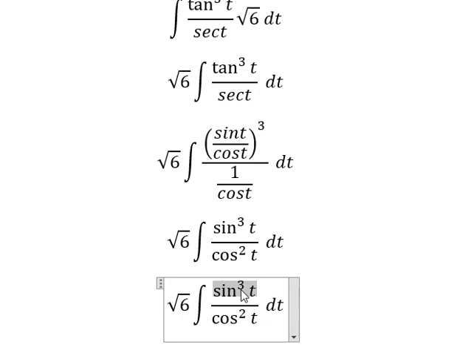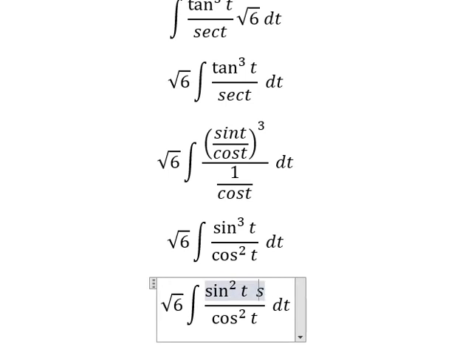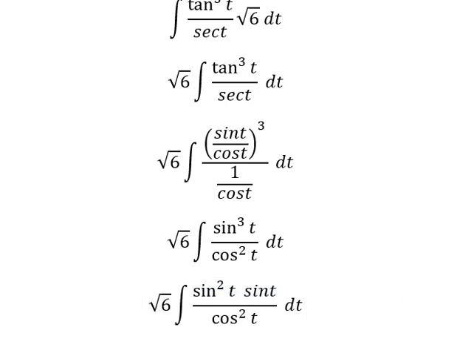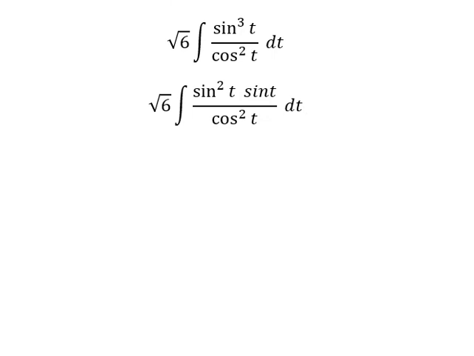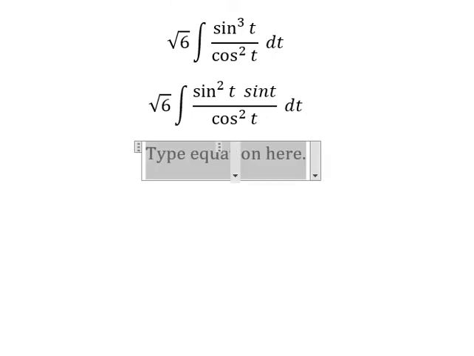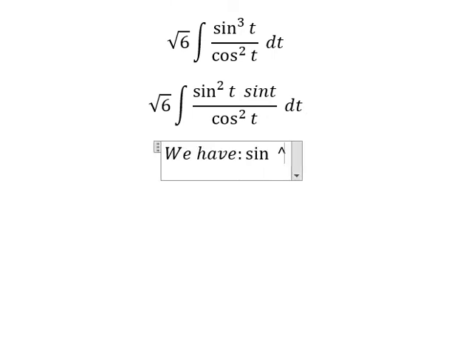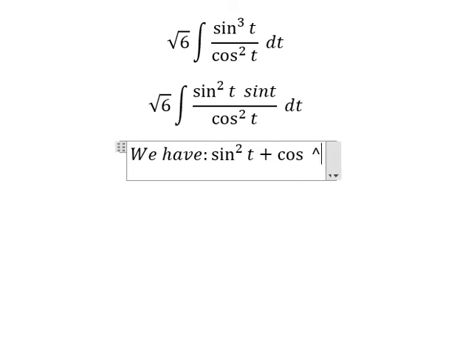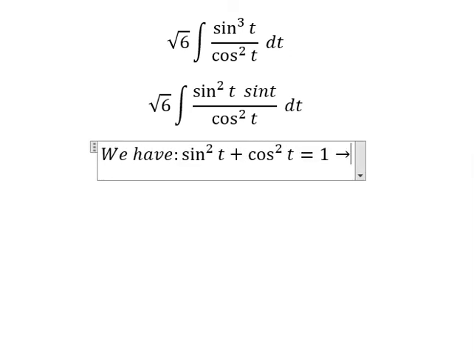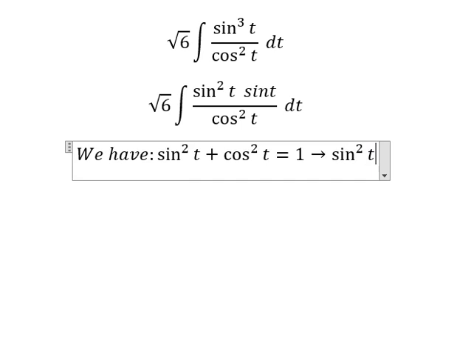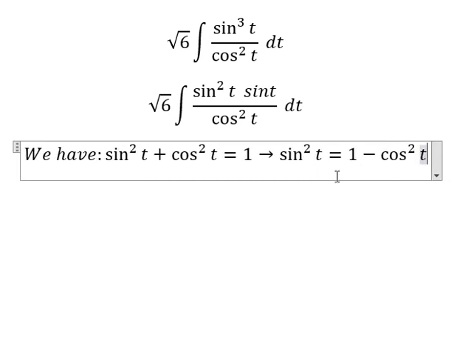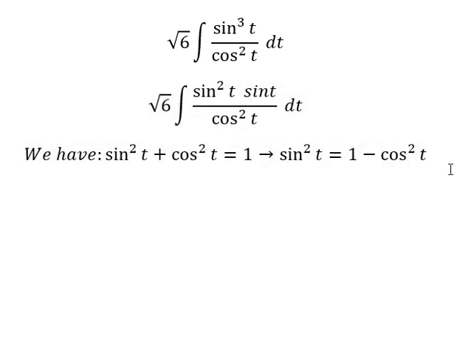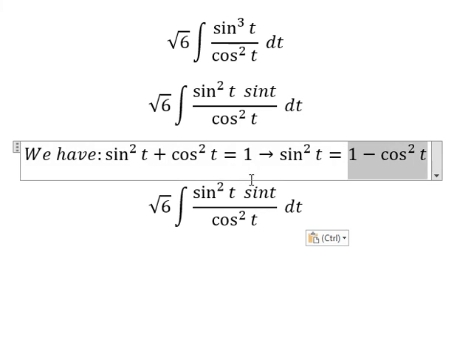This one I can write as sin t squared multiplied by sin t. Now we have the formula here: sin t squared plus cosine t squared equals 1. So this one we have sin t squared. Now I will put this one to the right. Now I will put this one here.